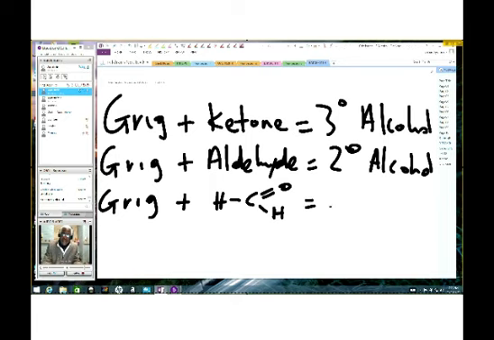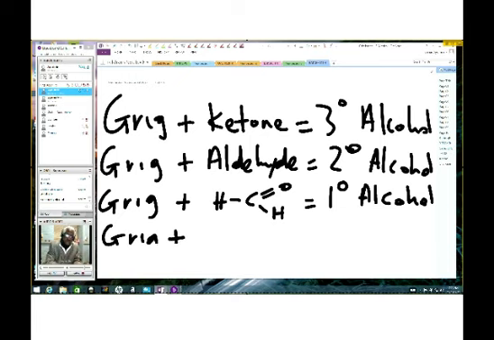A Grignard plus an epoxide, ethylene oxide, which is this here. We call this ethylene oxide, okay, equals a primary alcohol. In this case, you are going to extend the carbon chain by 2 carbon atoms.